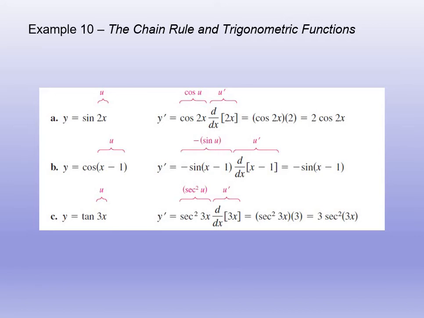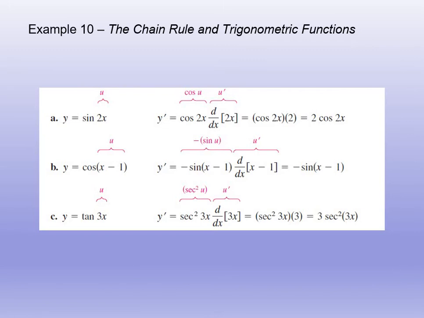All right, let's look at B. We have cosine of x minus 1. That's the argument. So the derivative of the outside times the derivative of the inside. The derivative of the outside would be taking the derivative of cosine. So the derivative of cosine is minus the sine of that stuff. So minus sine of x minus 1 times the derivative of the inside. The derivative of x minus 1 is just 1. So we end up with negative sine of x minus 1 as our solution.